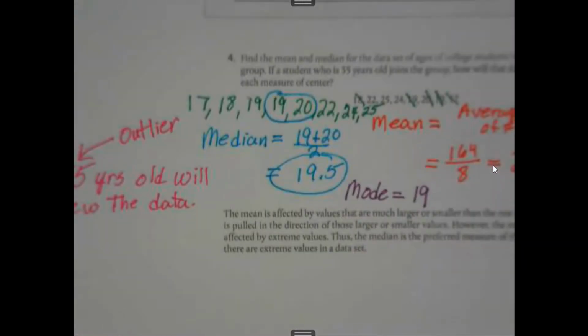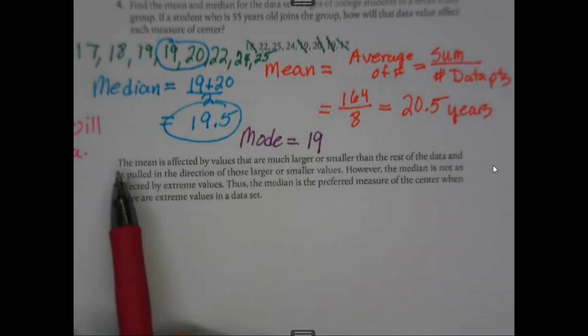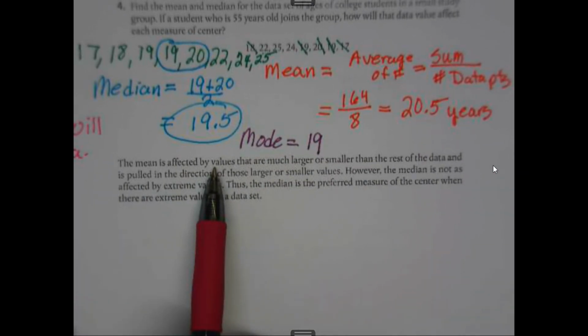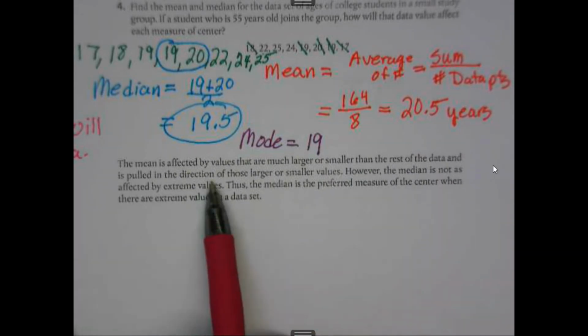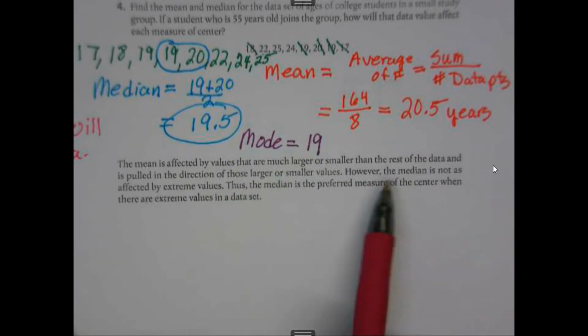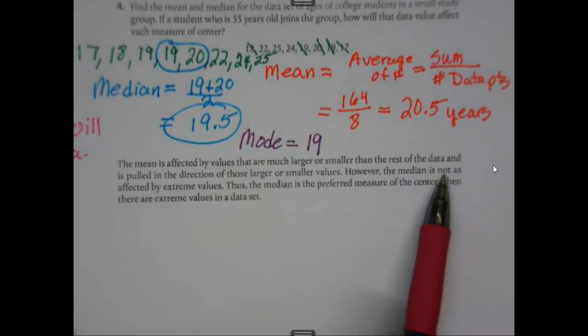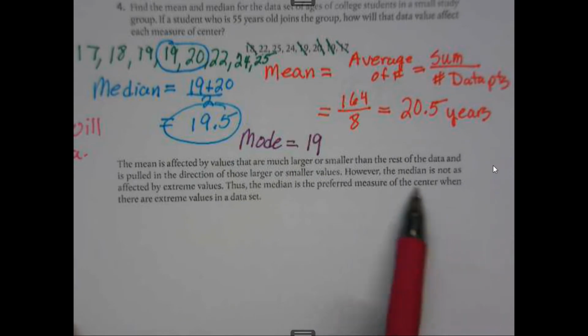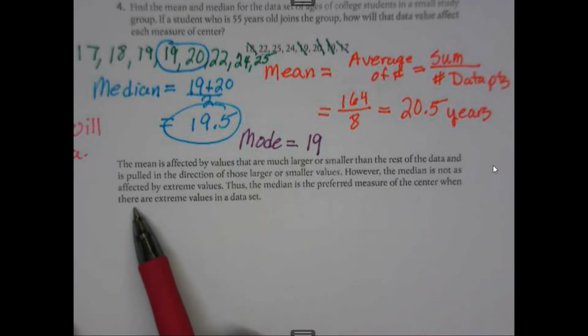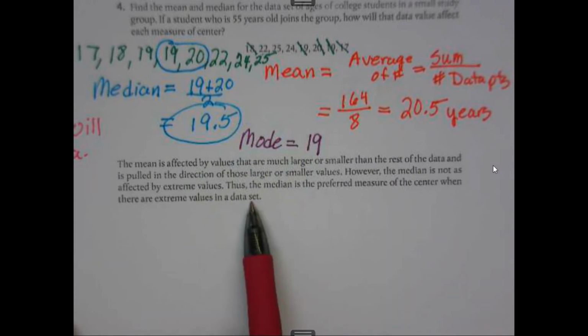All right, second question here. The mean is affected by values that are much larger or smaller than the rest of the data, and is pulled in the direction of those larger or smaller values. However, the median is not as affected by extreme values. Thus, the median is the preferred measure of the center where there are extreme values in the data set.